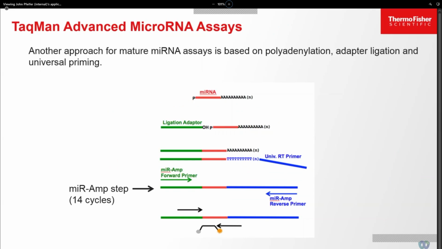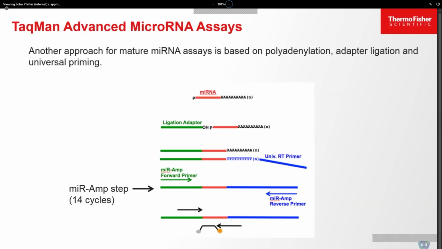Now we offer another chemistry for microRNAs called TaqMan Advanced microRNA assays. And there are a number of steps here. We start with a polyadenylation step, adding a poly-A tail to the 3' end of the mature microRNA. Then an adapter is ligated to the 5' end of the mature microRNA. Then we perform reverse transcription using a universal reverse transcription primer, which of course includes oligo-dT.